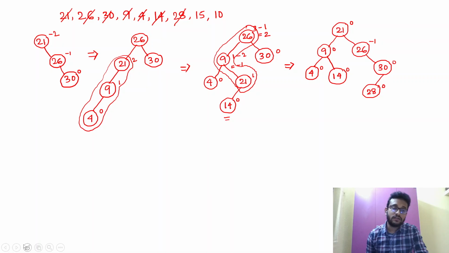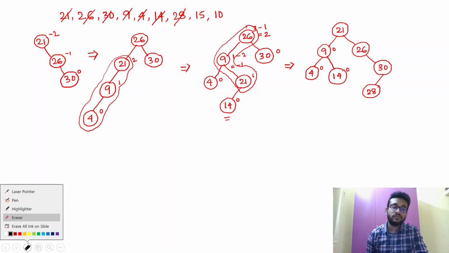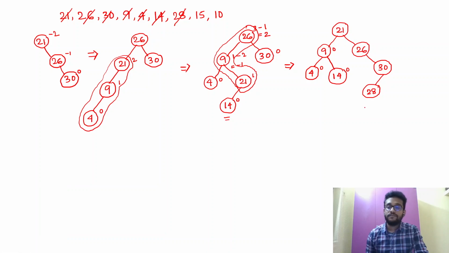Now first try to remove all the balancing factors. I am not removing the left-hand side because already it will be 0. For the 28 it is 0. For the 30 it is 1 minus 0, so 1. And for the 26 it is 0 minus 2, so it is minus 2. So this one is unbalanced, so now make it balanced.